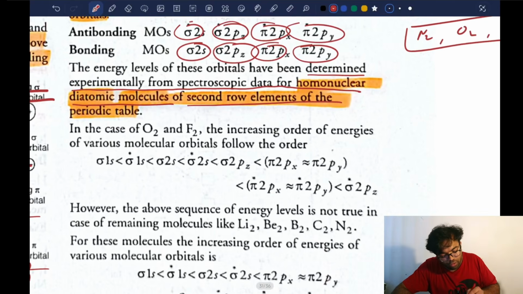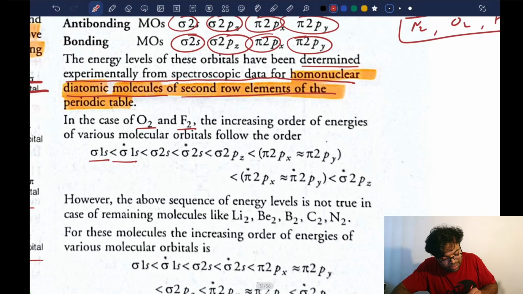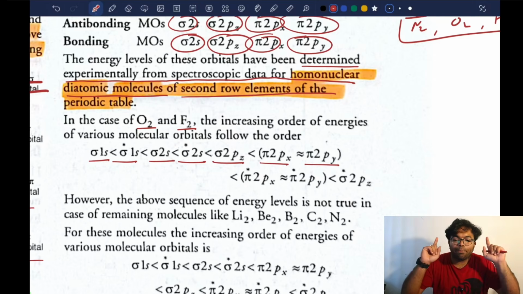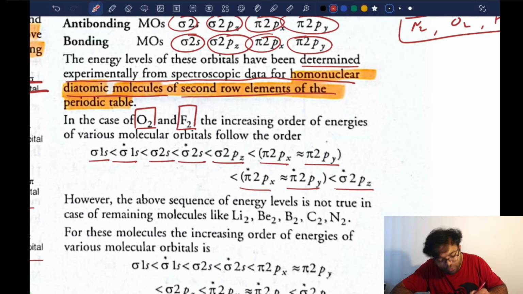Now, in the case of O2 and F2, the increasing order of energies of the various molecular orbitals follows the order sigma 1s, sigma star 1s, sigma 2s, sigma star 2s, sigma 2pz. Then you have the pi 2px and the pi 2py, which are at the same energy level. You have to be very careful. Similarly, you have the pi star 2px and pi star 2py and the sigma star 2pz. This is only for oxygen and fluorine because of their increased electronegativities.